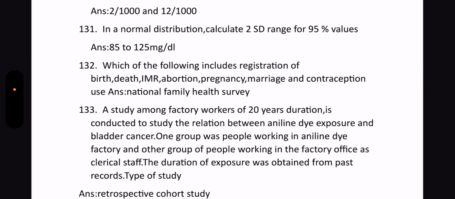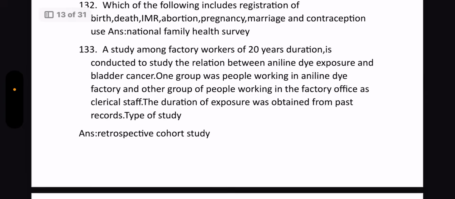Then which of the following includes registration of birth, death, IMR, abortion, pregnancy, marriage and contraception? Answer, National Family Health Survey.